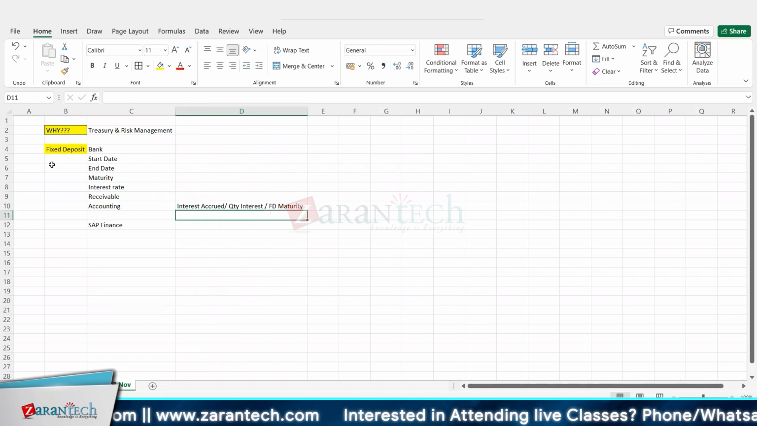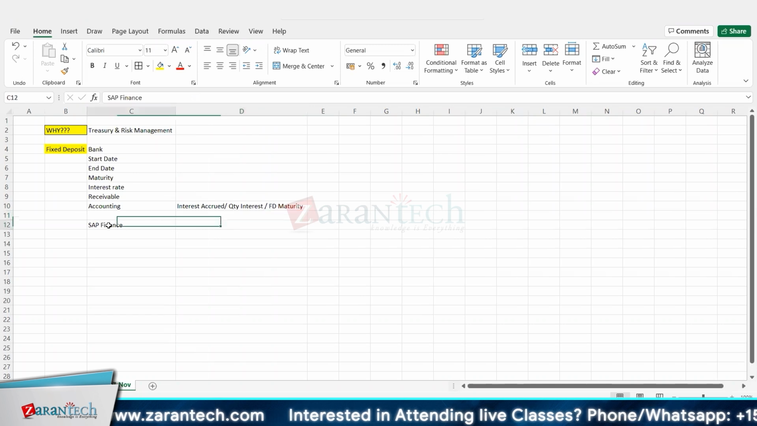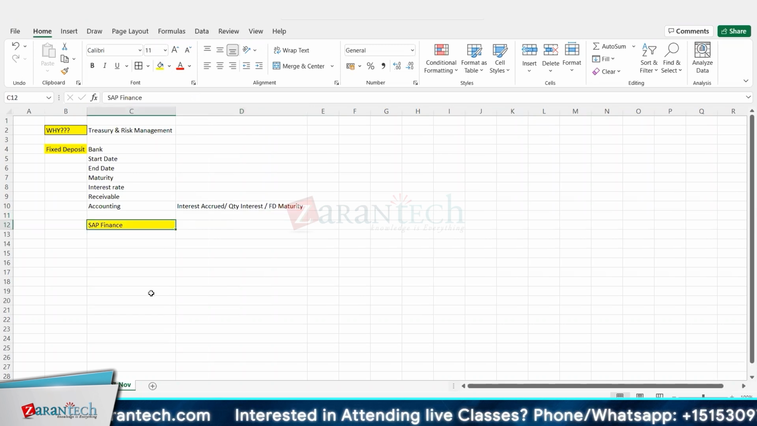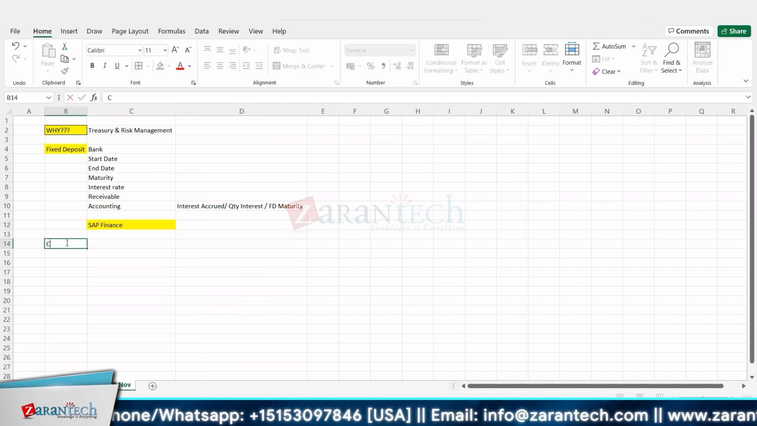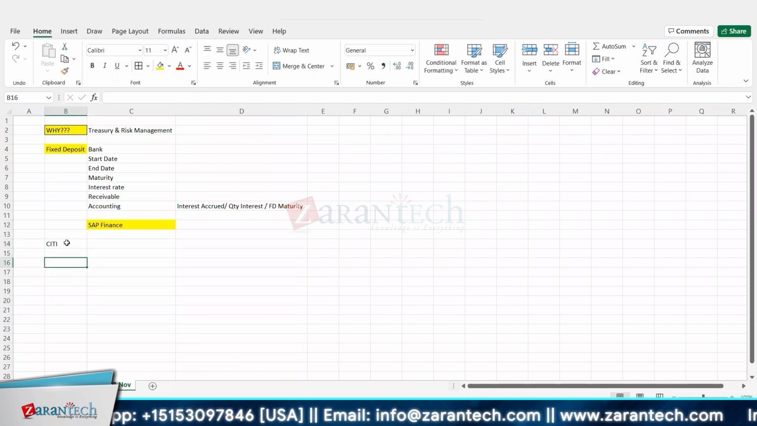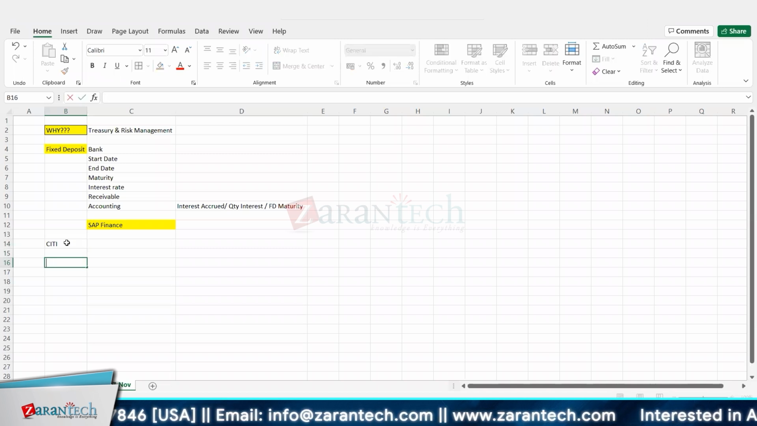Now, if I have a finance module, what information can you capture? What processes can you automate in the finance module? So let's give it a try. I'm taking the example of two fixed deposits. Suppose I have a fixed deposit with Citibank and a fixed deposit with HDFC Bank.